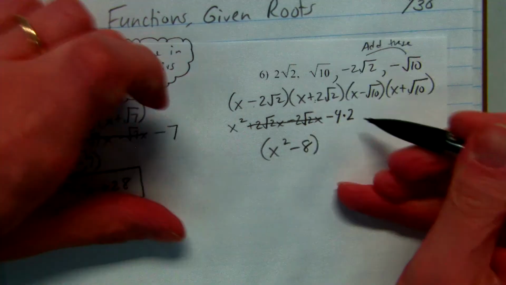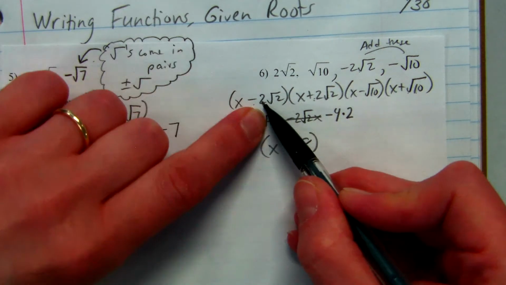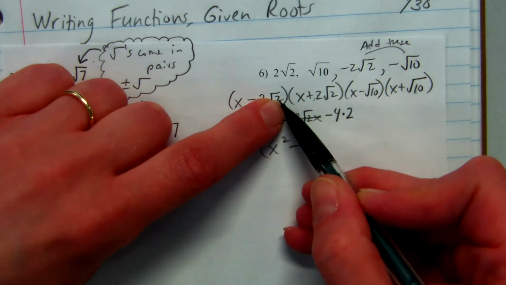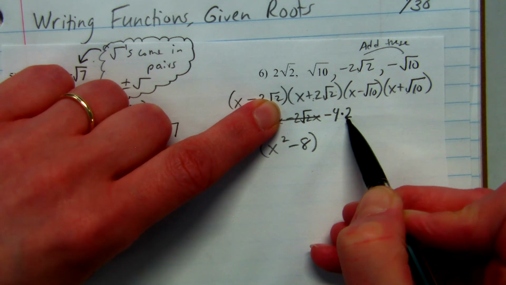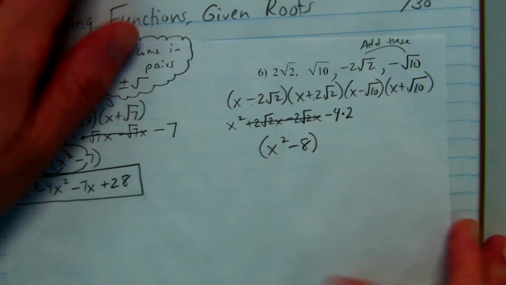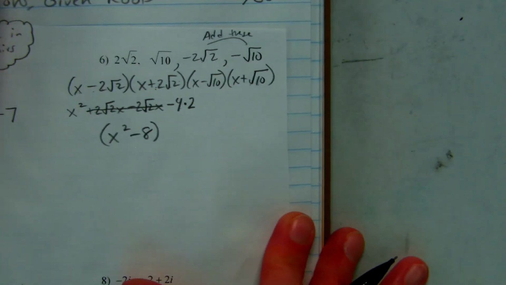So let me talk about that last part again. You multiply the numbers on the outside. 2 times 2 is 4. You multiply the radicals, which cancels out the radical and gives you 2. That's just why we spent so much time on radicals in previous classes.